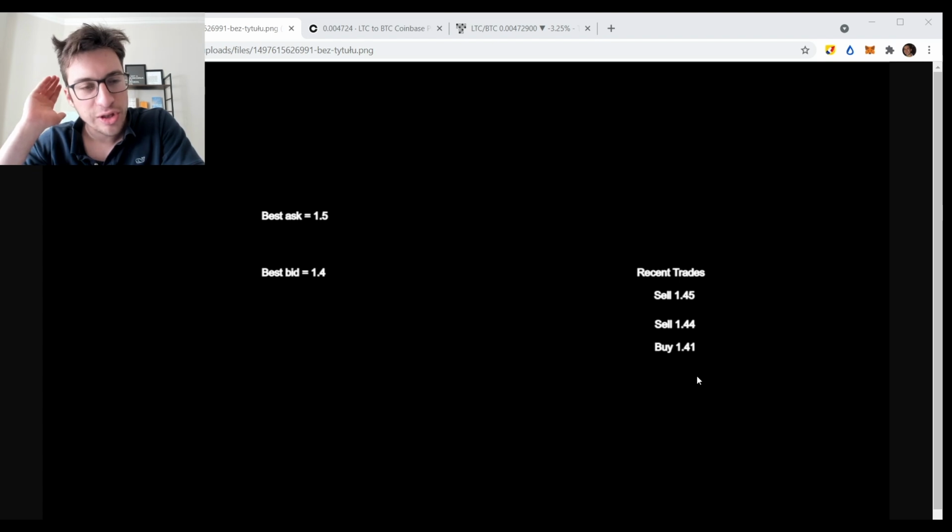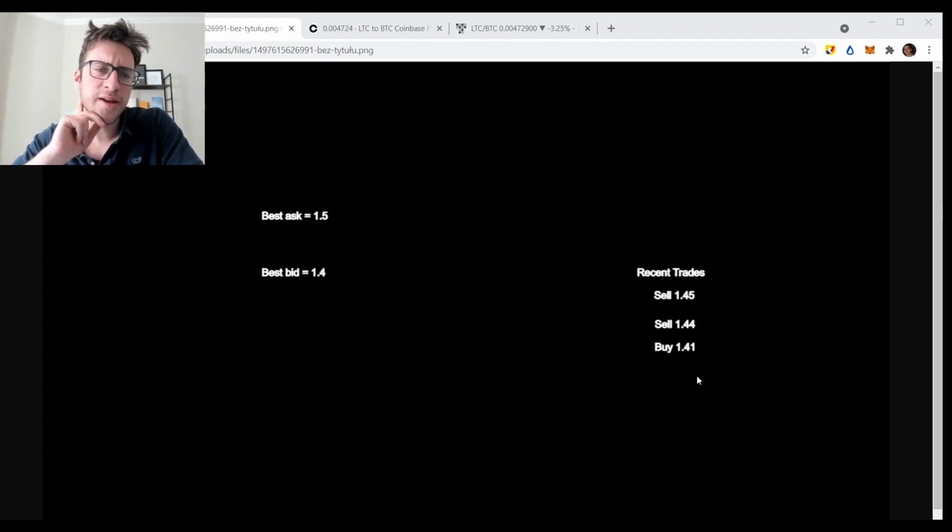Now, to take advantage of this, let's say that we want to buy. We are absolutely not going to try to buy at 1.5. That would be pretty idiotic, I think. Even if this is the only exchange that this asset trades on, it's not a good idea because we're paying such a high price. And this spread of 1.4 to 1.5, I think, is like a 7% or 8% spread. That's insane.